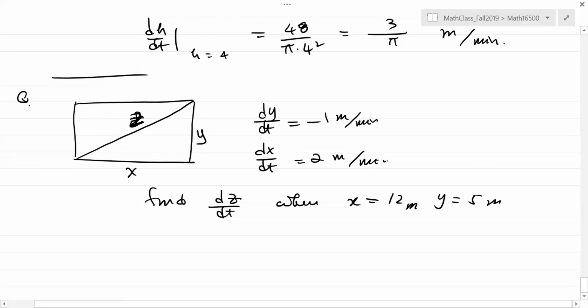Did you solve it? No? It's a fraction, right? Can anyone give me the number?